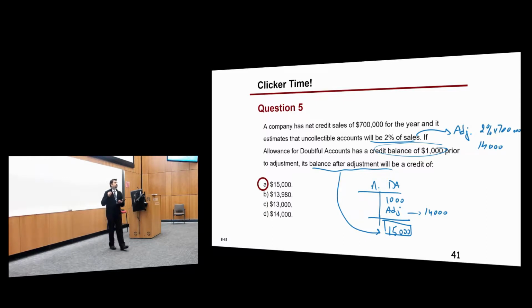Remember, the percentage of receivables method, the aging method, will give you the ending balance. The percent of sales will give you the adjustment itself. In all these questions, they will give you one or the other. They will give you the information that you will need to solve that problem. Basically, you're missing only one number, the end one. Okay?